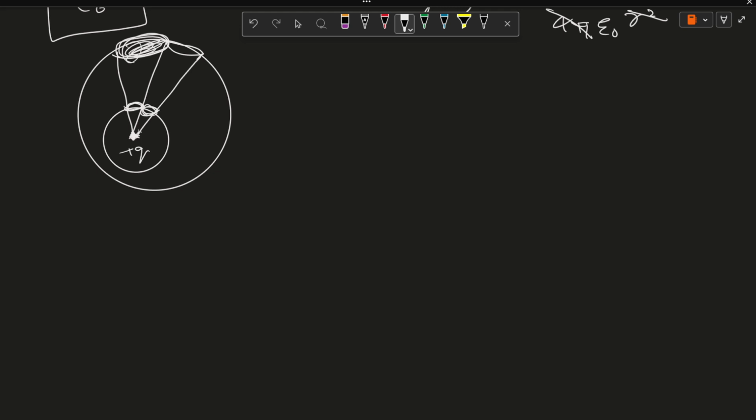So if we can equate the flux through this element and the flux through this element, then we can equate it for all the angles, all the solid angles. And if we can equate it for all the solid angles, then the flux will be equal to q by epsilon naught, because we have already proven the flux through this sphere to be equal to that.